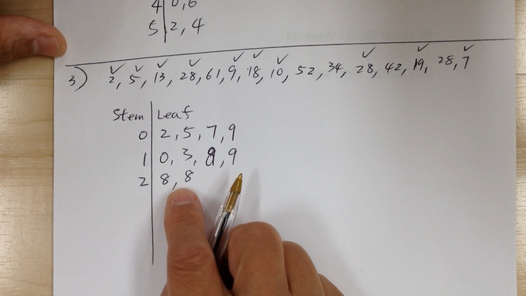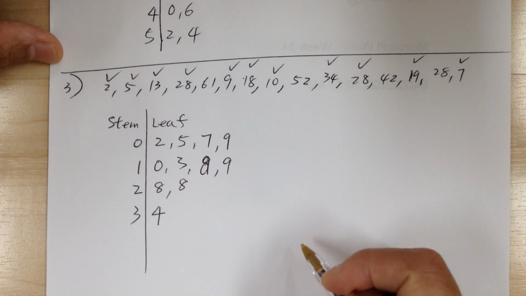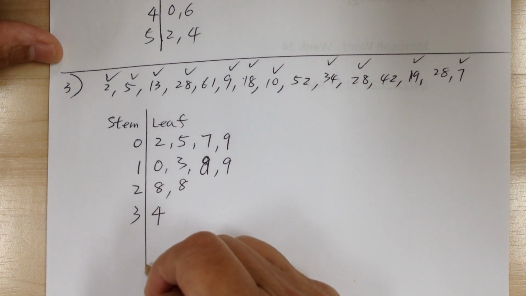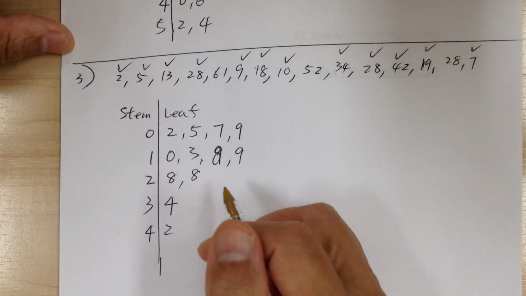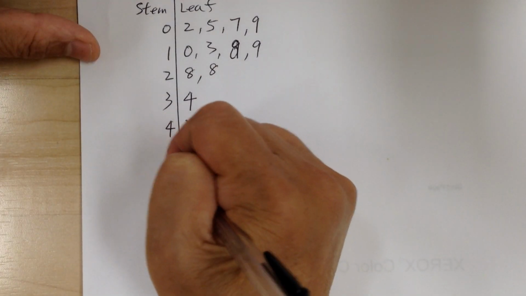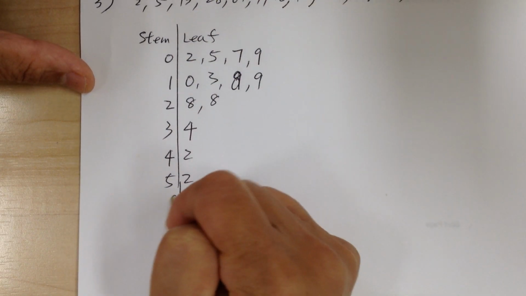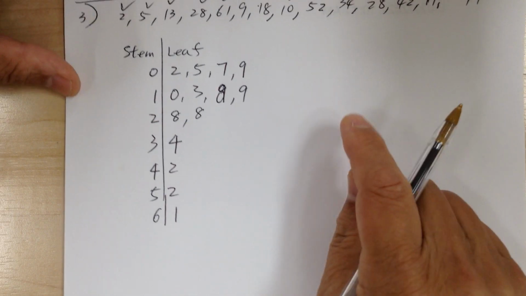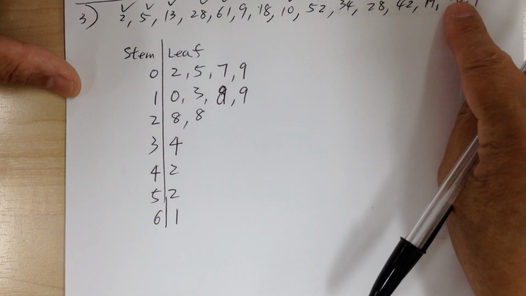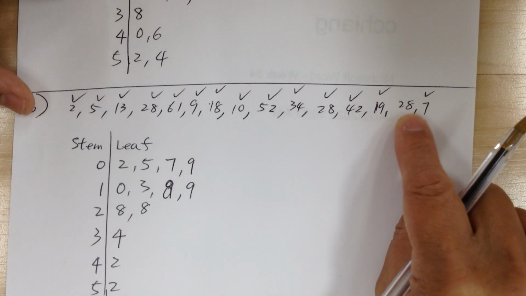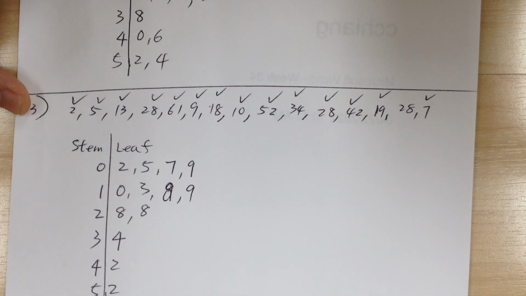Okay, that takes us through the 20s, then you got the 30s, that's 34 right over here, okay? And the 40s, so that's 42 over here, and then the 50s, the 52, and 61, okay? Let me double check if I got all the numbers. Missing one right over here. That's another 28 over here. See that? Okay.